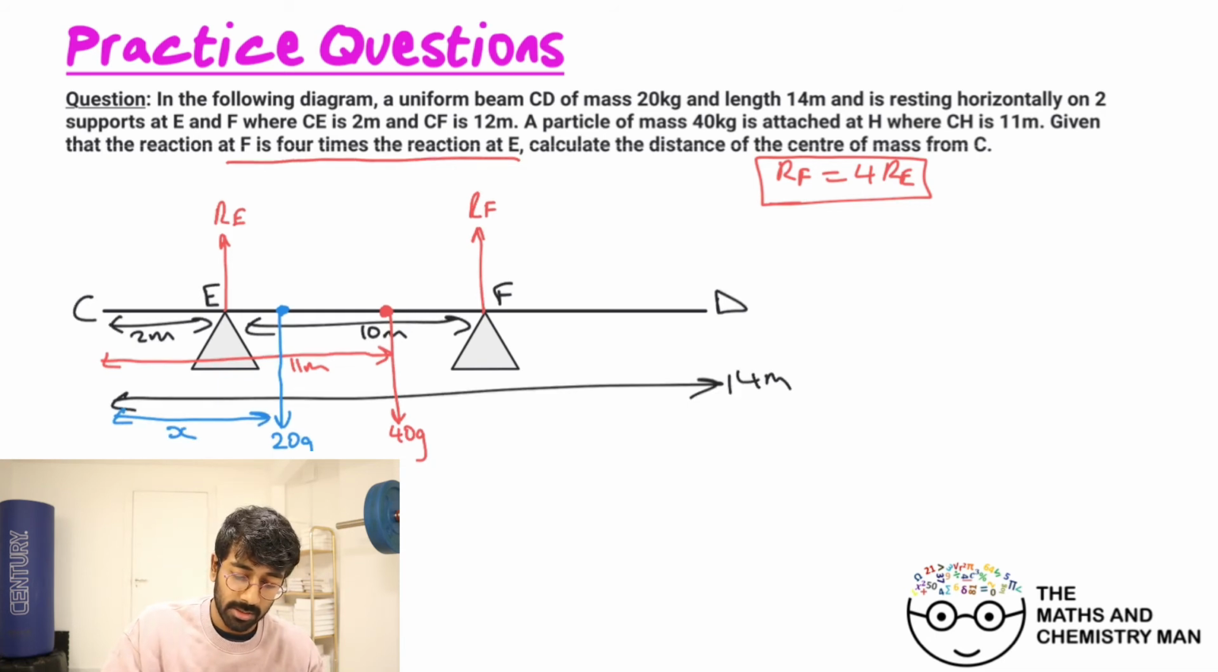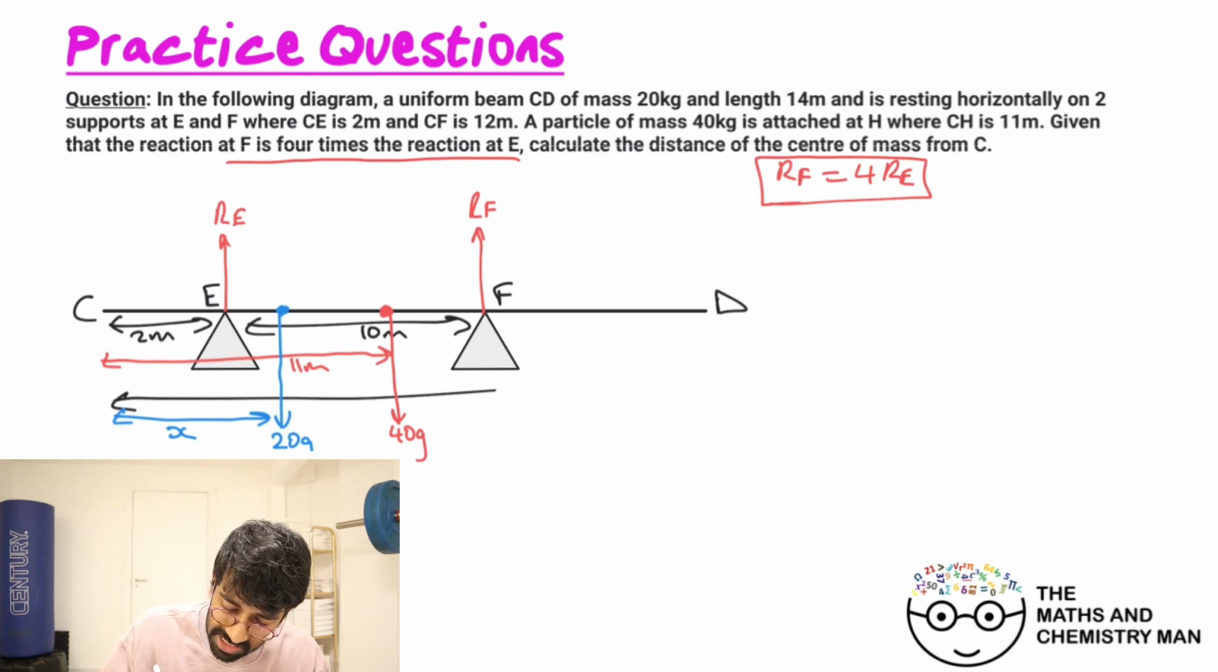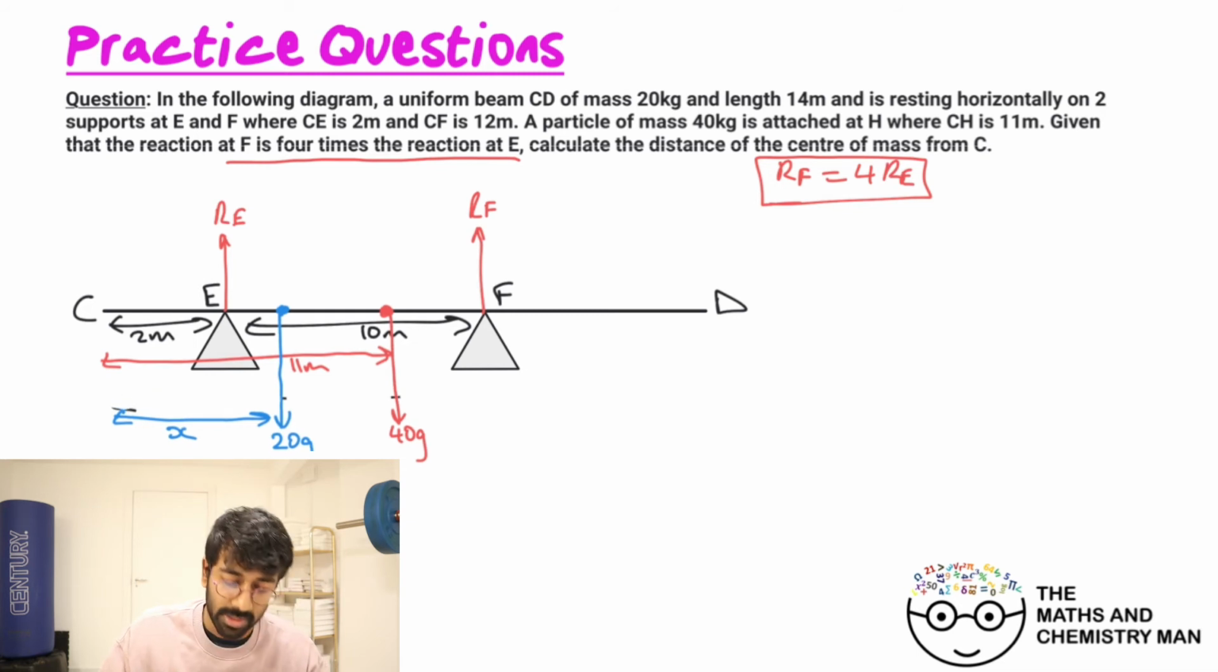And now the last thing I think I'm going to do is get rid of this 14 meters. It's pointless. It's just making our diagram a bit messy. And we always want a clean diagram where possible. So now it's looking good. I think we're ready to go.